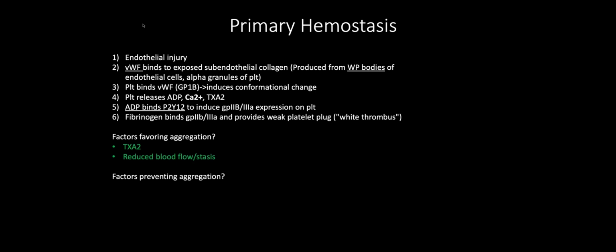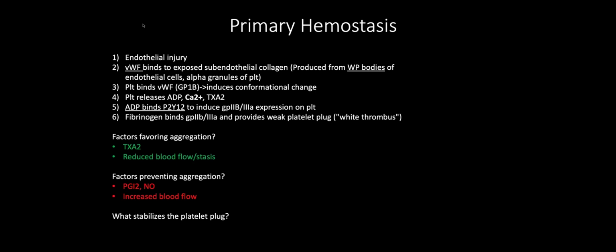So now in the opposite vein, factors preventing aggregation of platelets. These are going to include things like PGI2, nitric oxide, and then in the opposite way, increased blood flow or better, smoother laminar flow. Those things will keep everything moving appropriately. There will be less stickiness, and you can expect less aggregation of platelets in those settings.